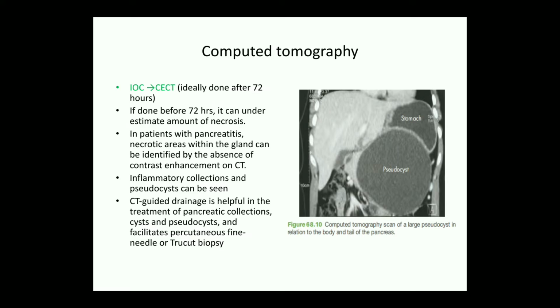Ideally speaking, this CECT should be done in a serial manner, during admission, after 24 hours, after 48 hours, and after 72 hours. Then we get a correct understanding of the amount of necrosis. In patients with pancreatitis, necrotic areas within the gland can be identified by the absence of contrast enhancement on CT. Inflammatory collections and pseudocysts can also be visible on a CECT.